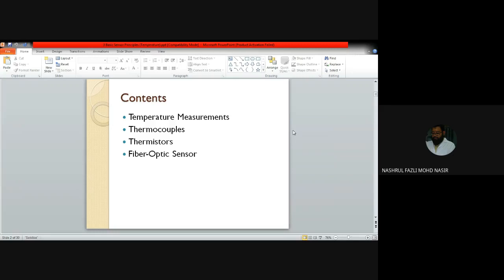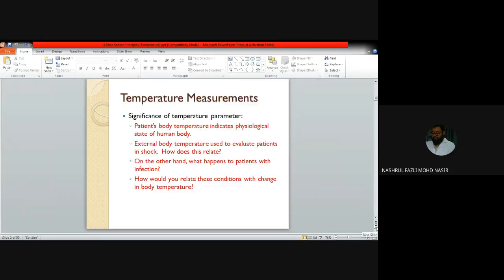There will be four topics here: temperature measurements, thermocouples, thermistors, and fiber optic sensors. These three, thermocouples, thermistors, and fiber optic sensors, are the sensors that we are going to use to measure our temperature.